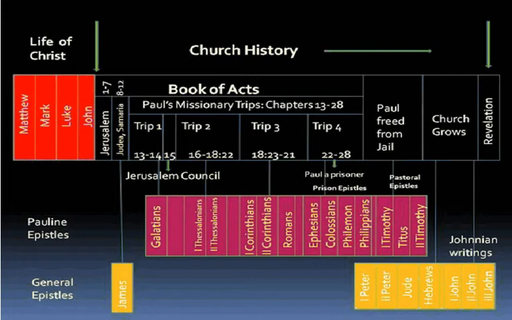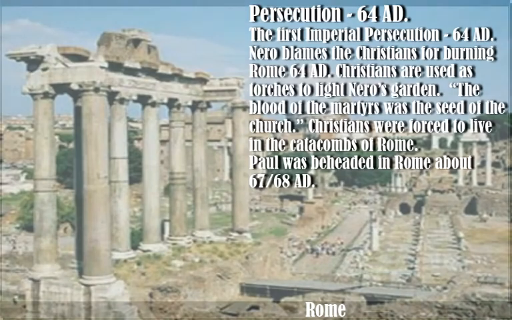Now here, the book of Acts, we have the beginning of the church in Jerusalem. And then we have Paul's missionary journeys. And during these journeys, he wrote these different books. We have the prison epistles while he was in prison in Rome, in Ephesians, Colossians, Philemon, and Philippians. We have the pastoral epistles, which we believe Paul was freed from jail, and he wrote to Timothy and Titus. Then we have the book of Revelation.